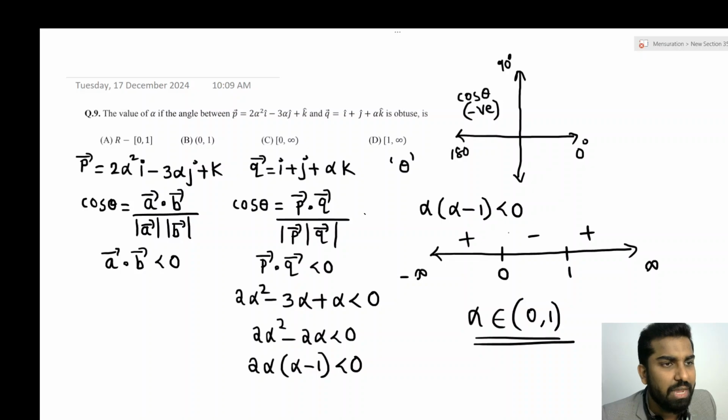Very simple. We have to apply the cos angle formula. To find the angle between two vectors, we can use cos theta, we can also use sin theta, and we can find the value.